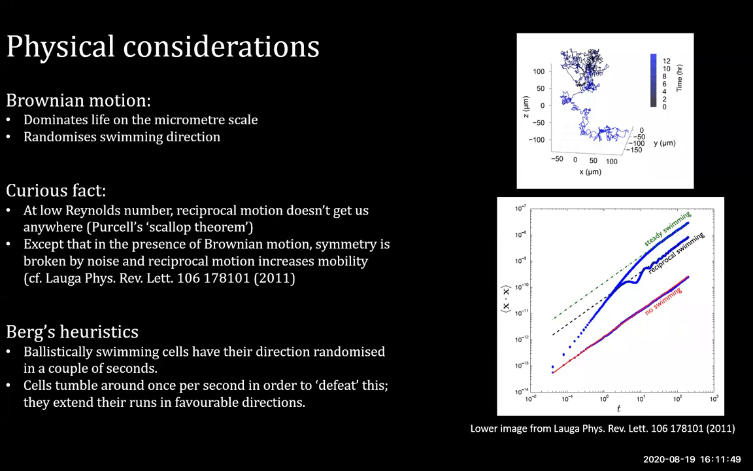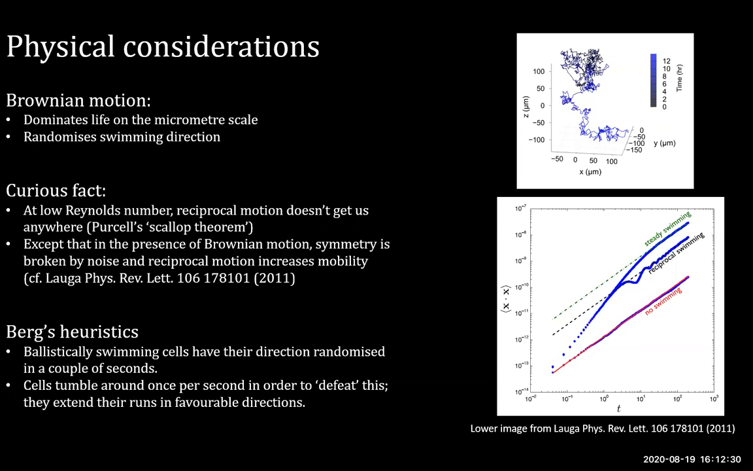There's a cute paper back in about 2011 by Eric Lauga, in which he noticed that if there's a source of noise in the background, Brownian motion can break symmetry. In fact, there's an advantage to doing reciprocal motion in the presence of Brownian motion. There's a graph from Eric's paper in the bottom right-hand corner of the screen. This is a mean square displacement for a non-swimming cell at the bottom, a ballistically swimming cell at the top that eventually has its swimming direction randomized by Brownian motion, and then this reciprocal swimmer, which actually achieves an increase in mobility despite the fact that classical low Reynolds number hydrodynamics says it shouldn't benefit from that kind of reciprocal motion.